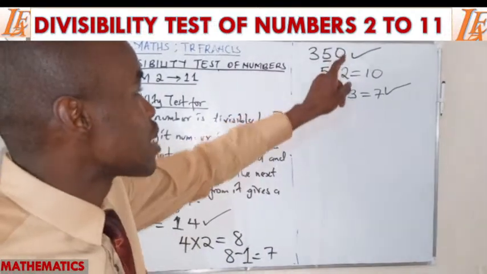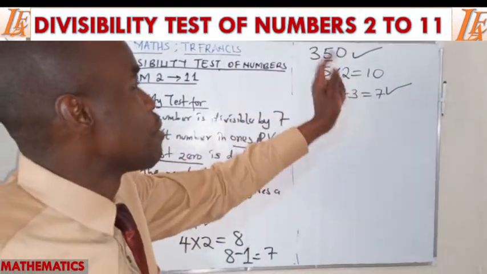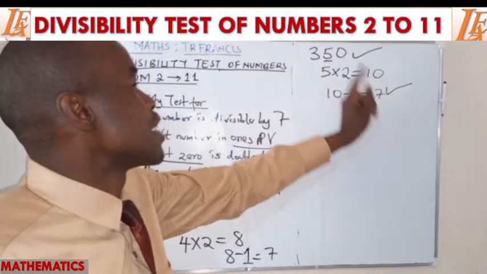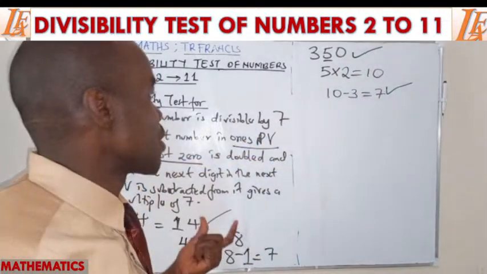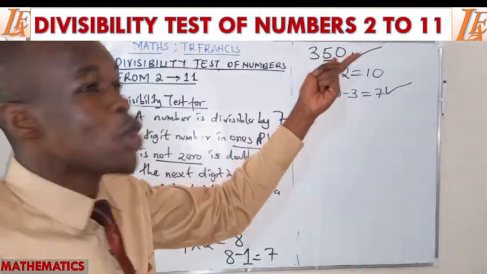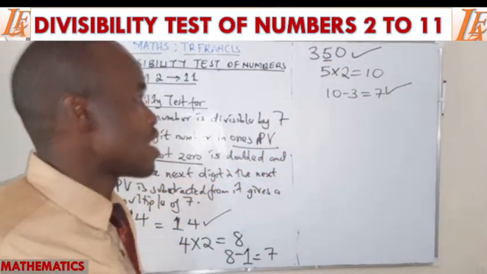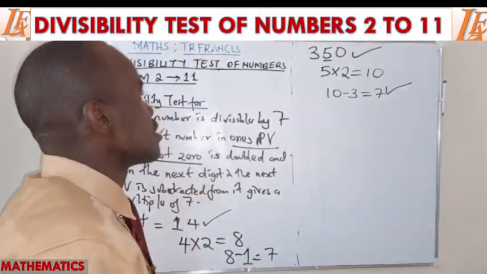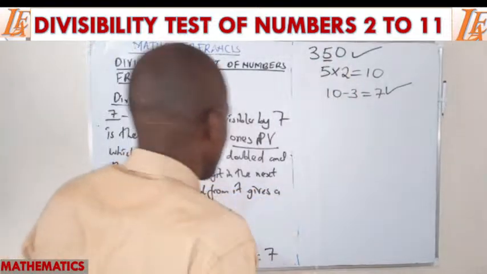But if you look at 0 times 2, that is 0, minus 5 is negative 5. But negative 5 is not a multiple of 7. Therefore, for cases of 0, you go to the next digit in the next place value.